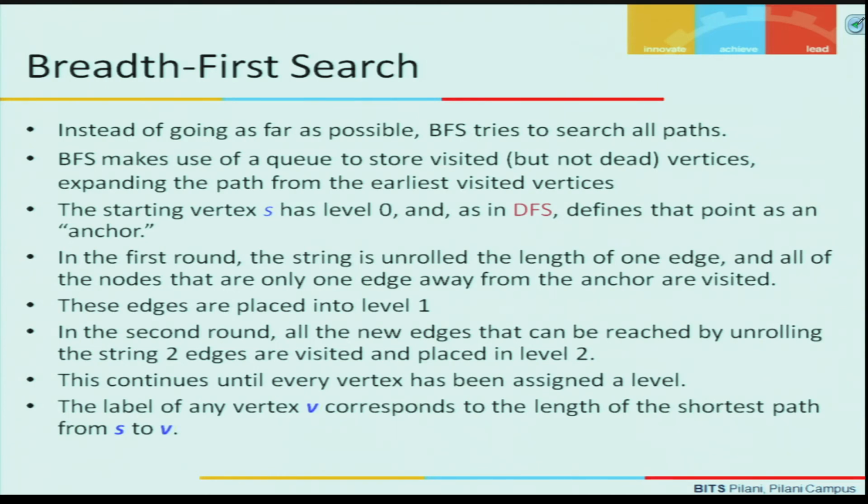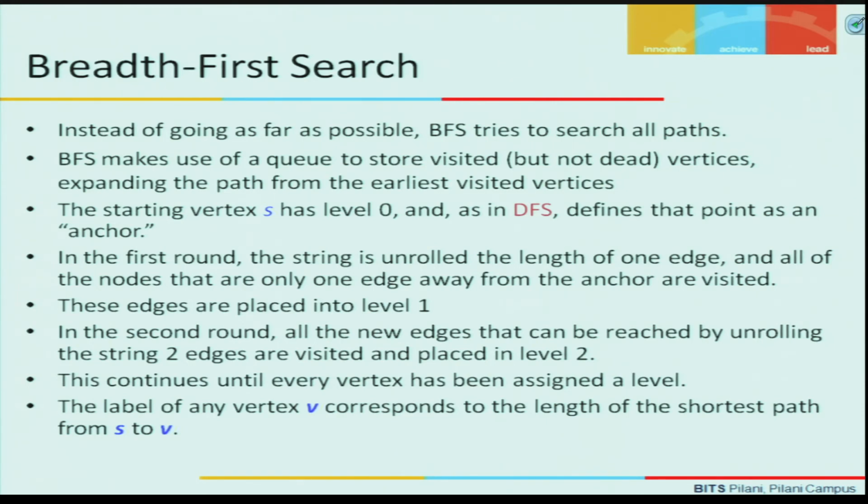In the first round, the string is unrolled the length of one edge and all of the nodes that are only one edge away from the anchor are visited. So, in breadth first search, we are going to visit all the vertices which are adjacent to the starting vertex, or which are at a distance 1 from the starting vertex. In the second round, all the new vertices that can be reached by unrolling the string 2 edges are visited and placed in level 2.